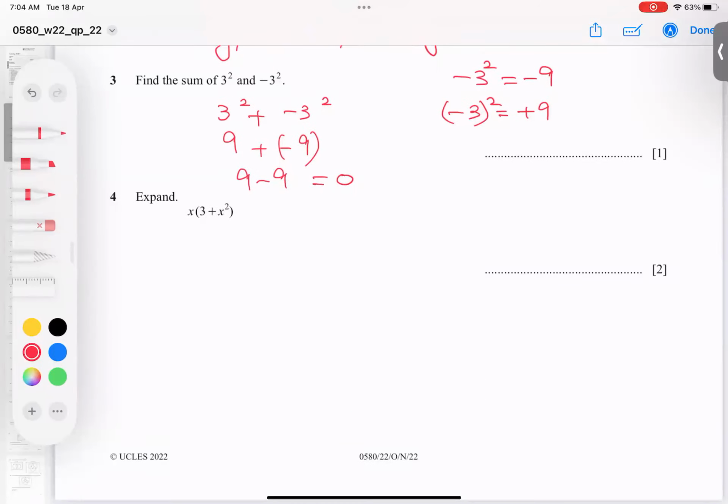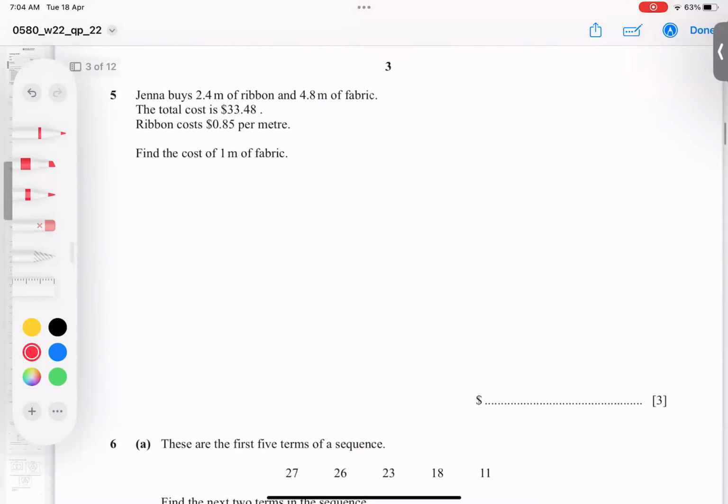Now here, expanding, so x multiplied inside, I get 3x. x multiplied by 2x squared gives you x cubed, because the powers add up. So let's talk about the next part.